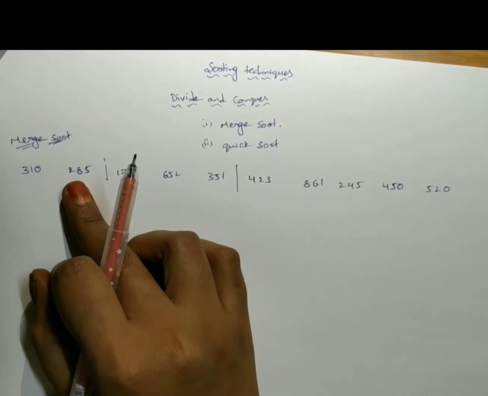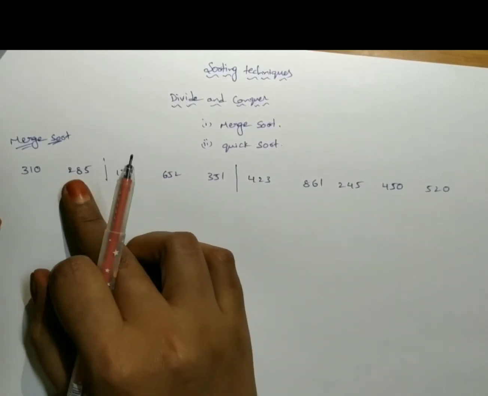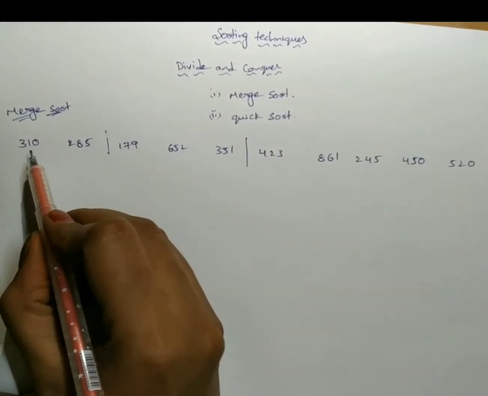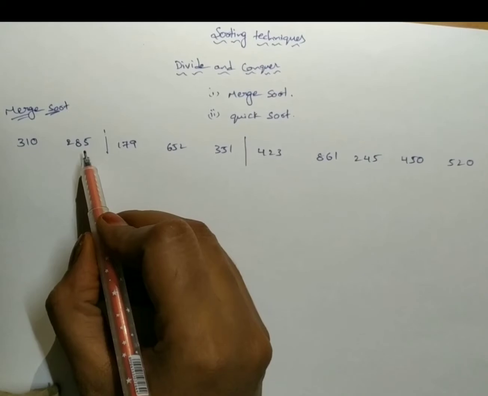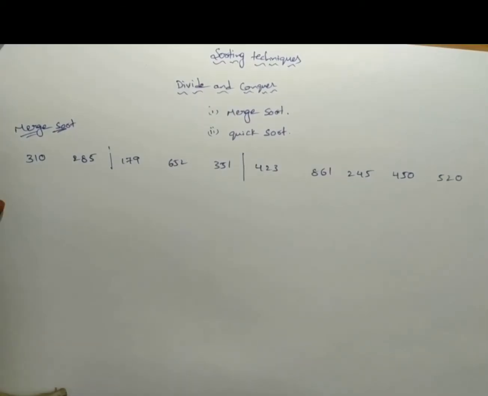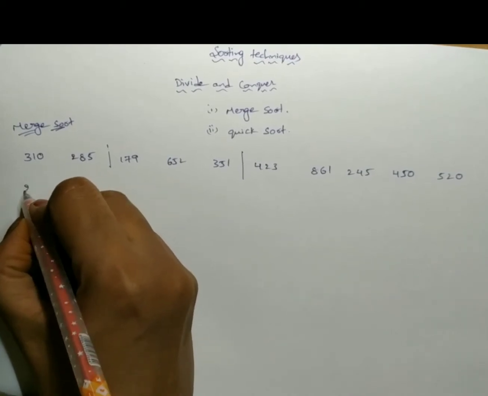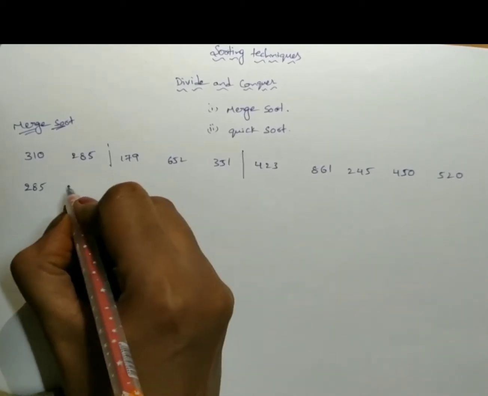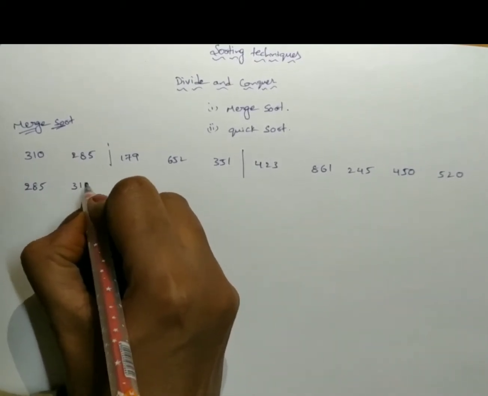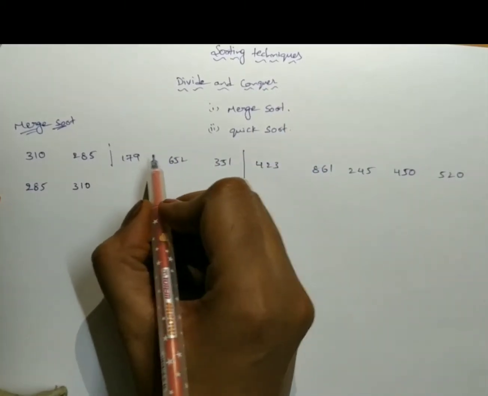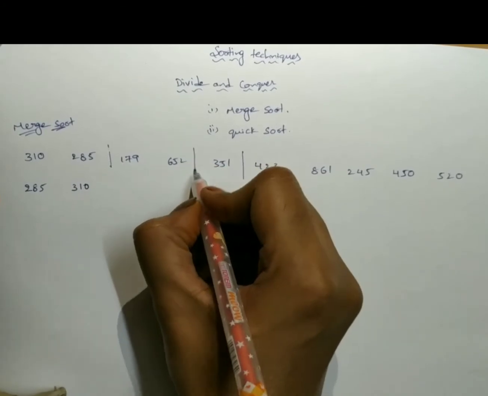If the first element is the smaller element, then there will be no change. See, 310 will be compared with 285. 310 is greater than 285. So I am swapping these two elements, 310 with 285 and 285 with 310. Okay, here we have 3 elements. These 3 elements are also divided into two halves.